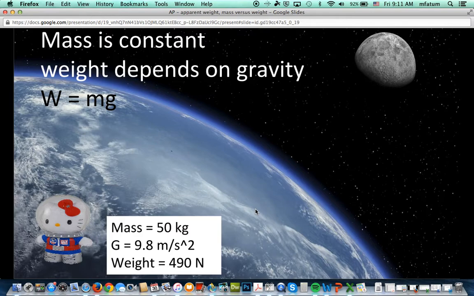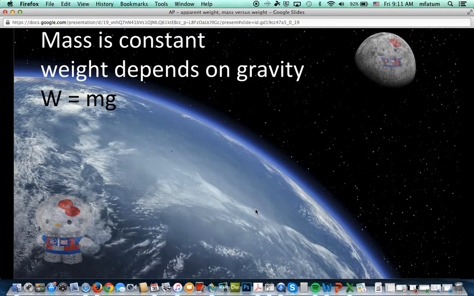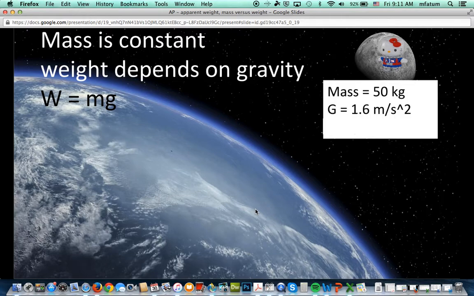Now let's say she transports herself to the moon. Would her mass change or would her weight change? Well, her mass is constant, so she's still going to have a mass of 50 kilograms, but this time the gravity is 1.6 meters per second squared. So her weight is actually going to be much less than it was on Earth. Her weight's going to be 80 newtons.